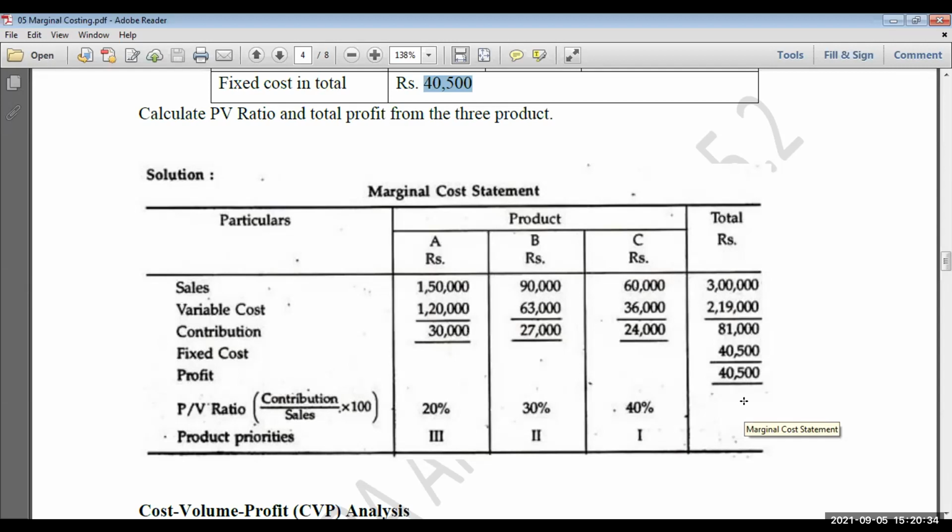Now we are asked to calculate the PV ratio. What is PV ratio? I told you. PV ratio is equal to contribution by sales into 100. How much percentage of contribution of sales is there to get profit? It's called PV ratio. So first product, contribution was 30,000 for a sale of 1,50,000. So 30,000 divided by 1,50,000 is equal to 20%.